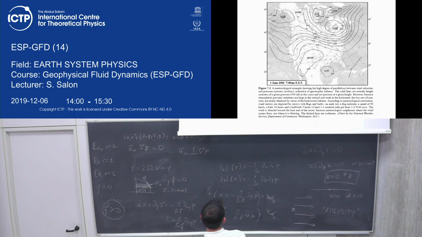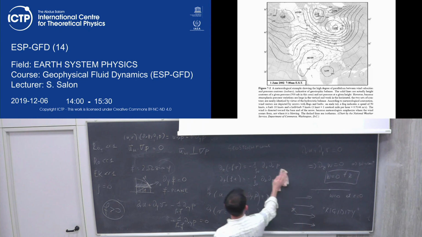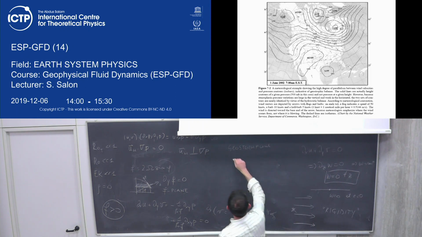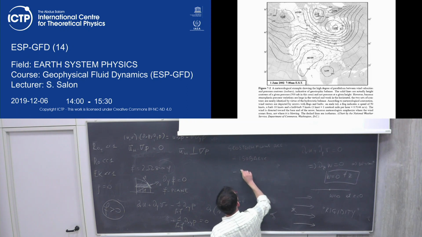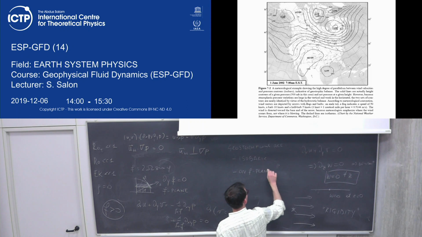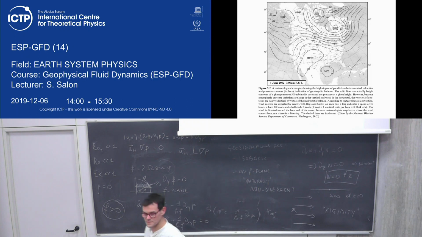Okay, so this means that geostrophic flows are isobaric and on the F plane we say naturally non-divergent. When you say isobaric, it's included because you don't have any kind of change in the vertical.